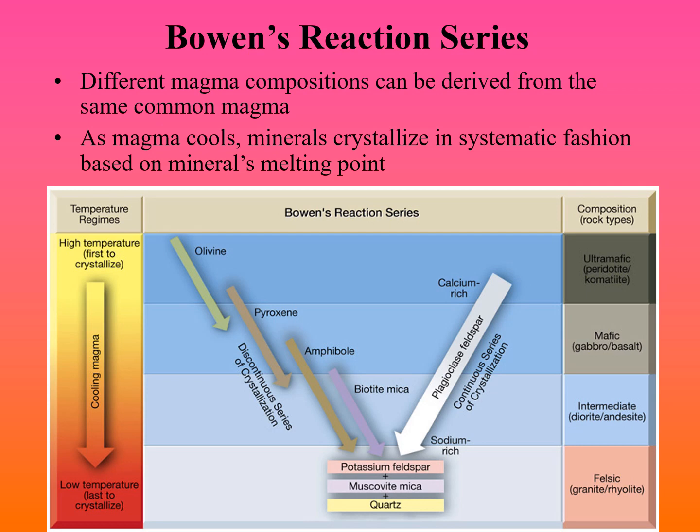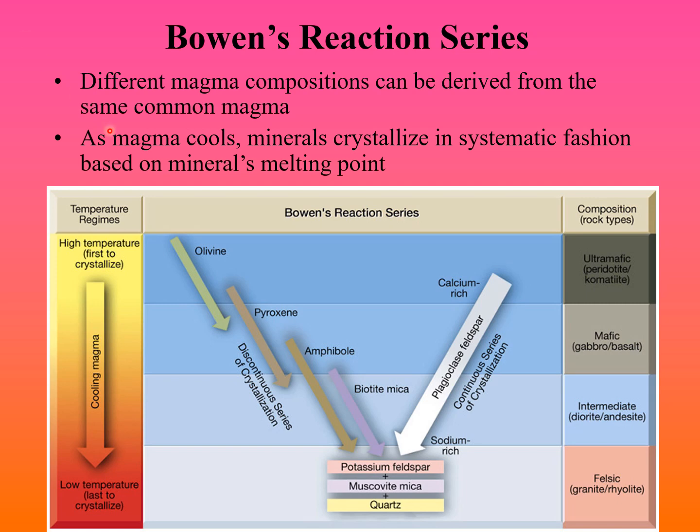So one thing I really want to point out here, and here again is the Bowen's reaction series that we saw in the minerals lecture. One thing I want to point out is that you can get different magma compositions that can be derived from a common magma. So you can get a magma that's completely liquid and it has all of its ions in it. It's got a bunch of oxygen and silica, but it's also got a bunch of iron and magnesium and calcium and potassium and aluminum and whatever.